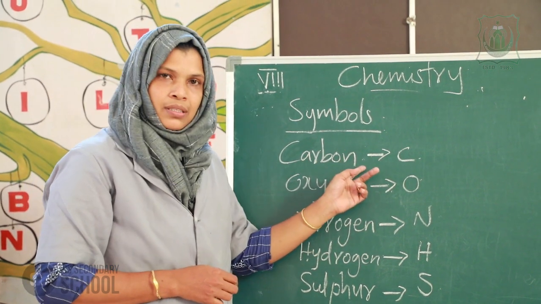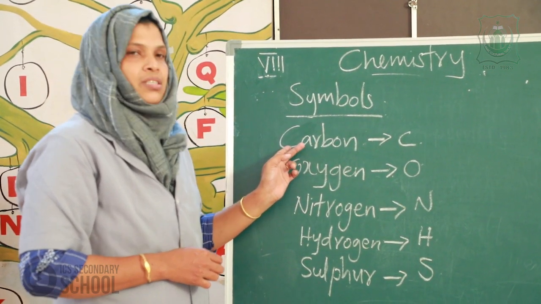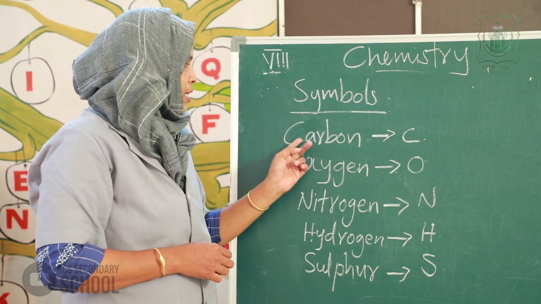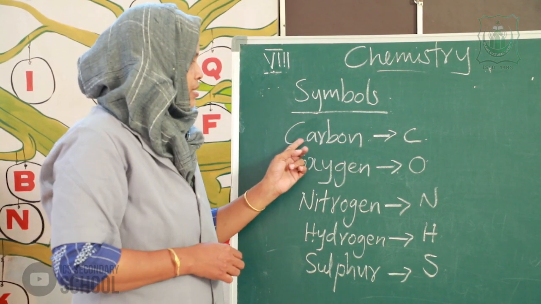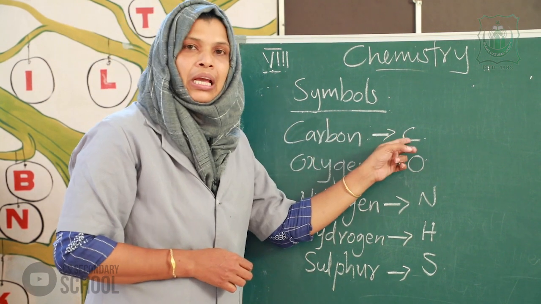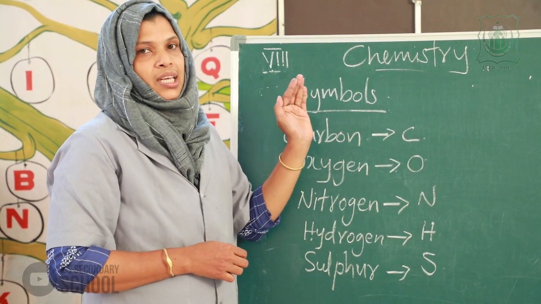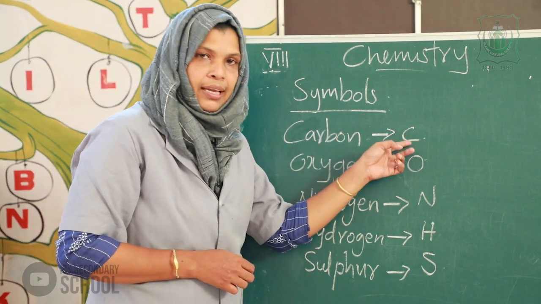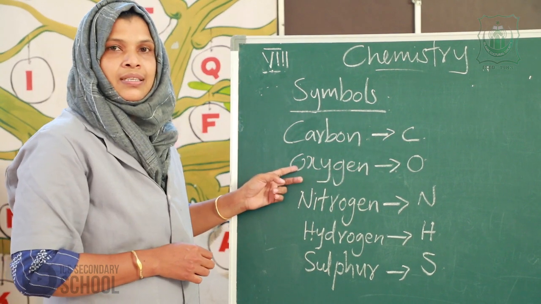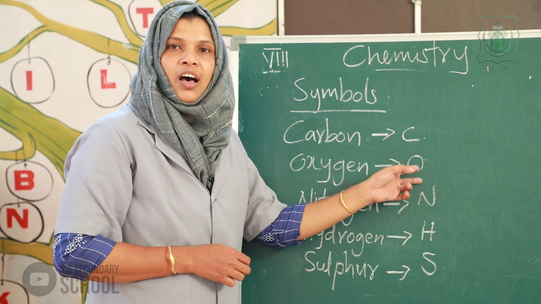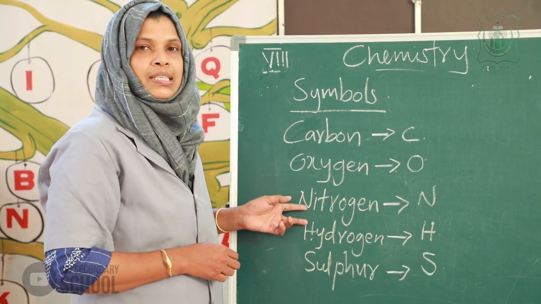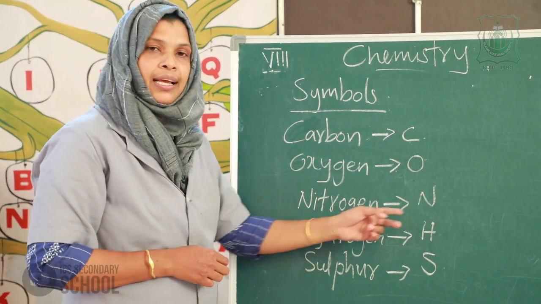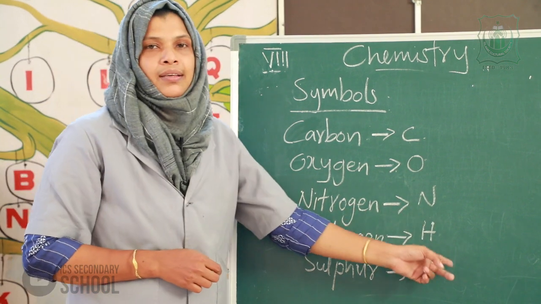First consider carbon. The first letter, we write in capital. Consider the carbon element, the symbol is C, use capital letter only. First one is carbon, its symbol is C. Next, oxygen, symbol is O, capital letter O. Next, nitrogen, symbol is N, capital letter N. Next, hydrogen, H, sulfur, S.